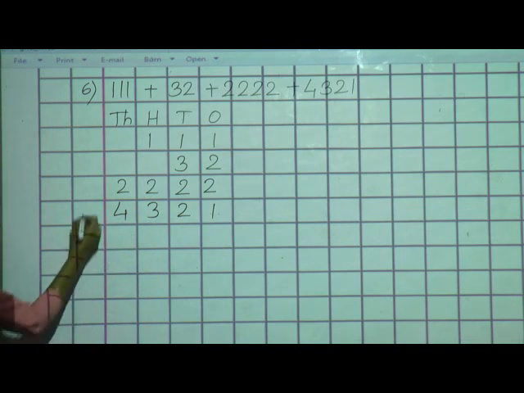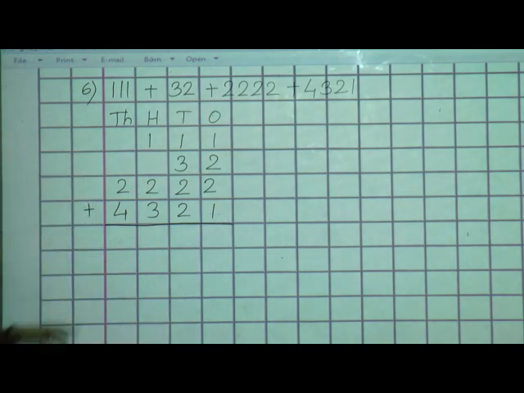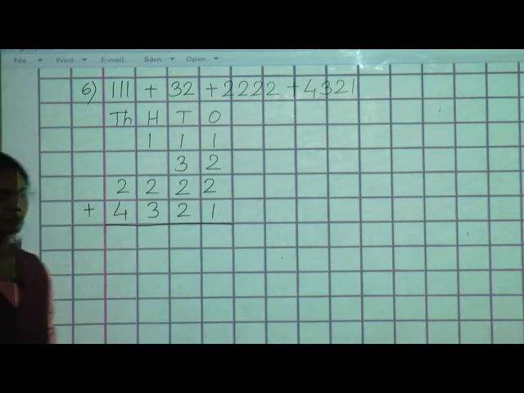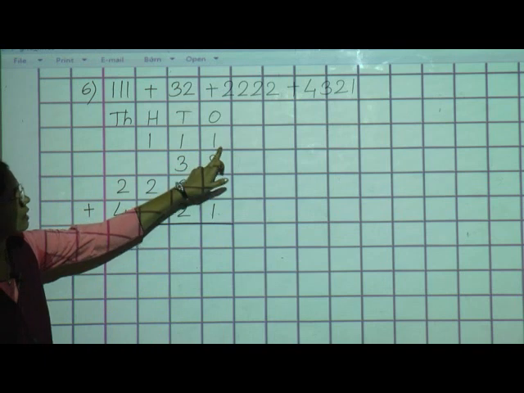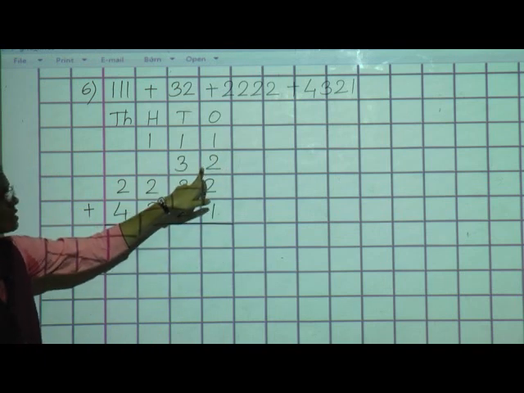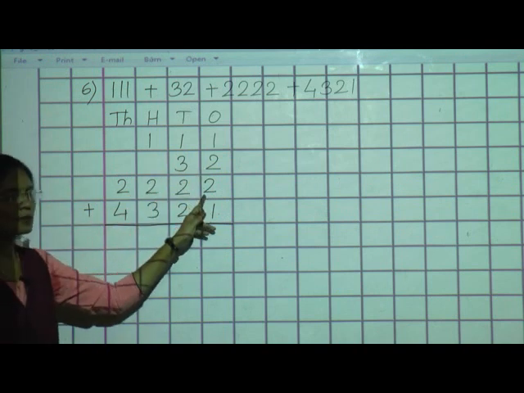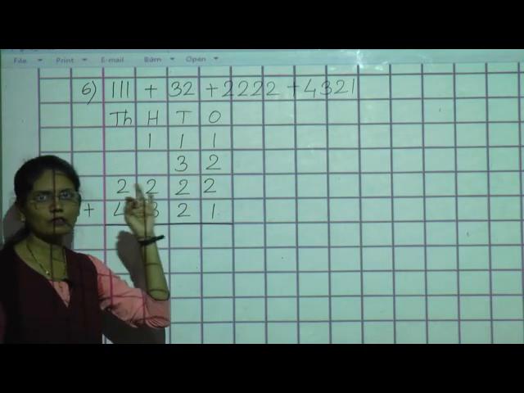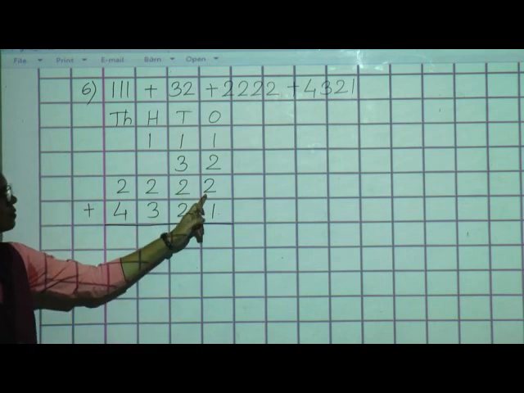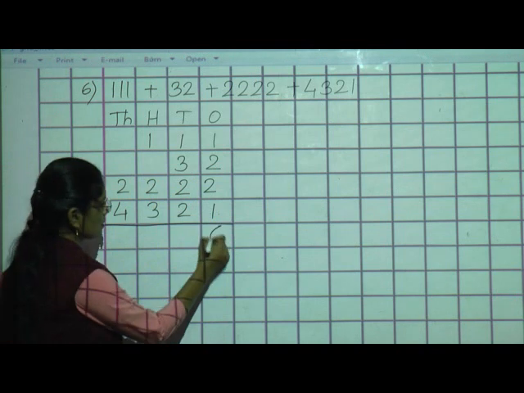Now we will do the addition of all these numbers. Now see the ones place numbers. At ones place here 1 is there, here 2, and here 1 is there. So 1 plus 2, 3, 3 plus 2, 5, and 5 plus 1, yes, 6.